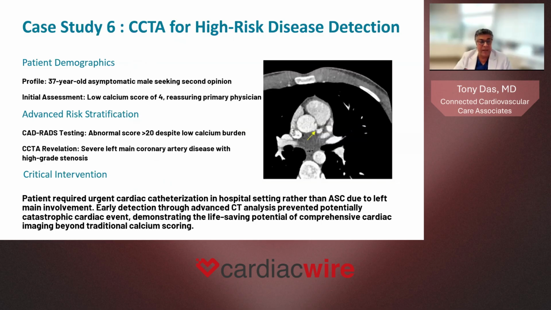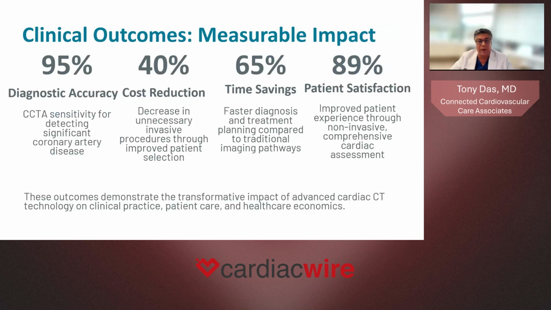whatsoever. And the last case is a young patient, asymptomatic, seeking a second opinion, had a low calcium score, looking for reassurance, and had a CAD score that was above 20 with low calcium burden, and the CCTA actually showed a tight left main lesion. So again, completely changing our understanding of where coronary disease is in each individual patient, like Dr. Morales pointed out.